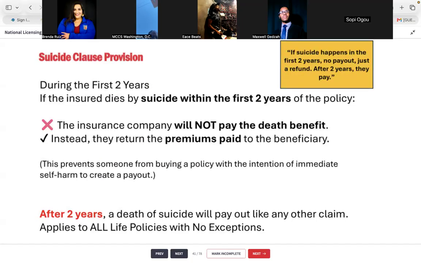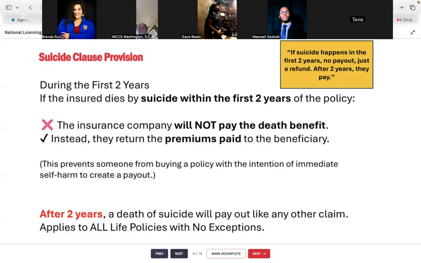Okay, the suicide clause provision. The suicide clause provision states that if during the first 2 years a client commits suicide, the insurance company will not pay out the death benefit. What they will do is they will refund all of the premiums that were paid. They'll cancel the policy. Okay, it's meant to prevent people from buying insurance and then going to commit suicide immediately.